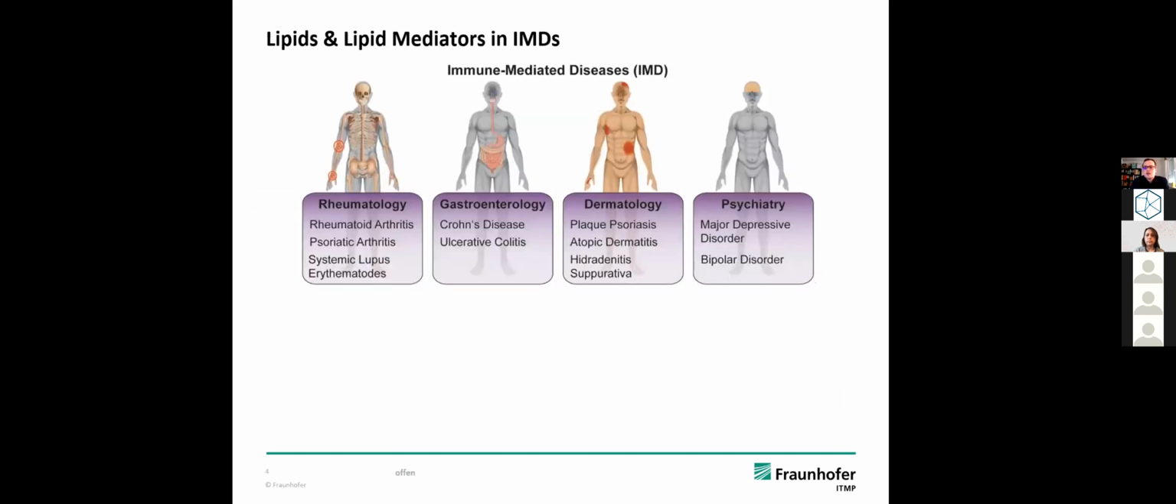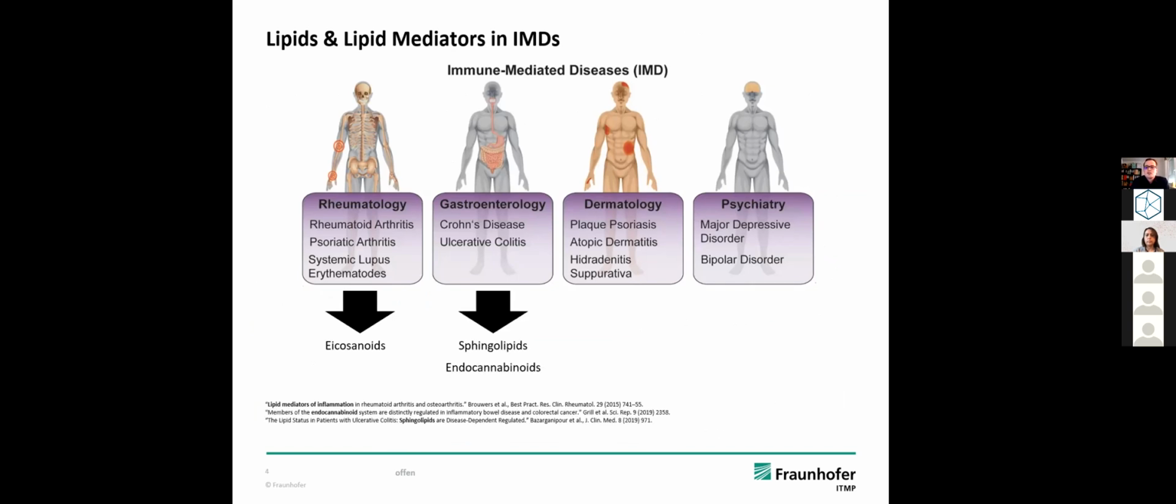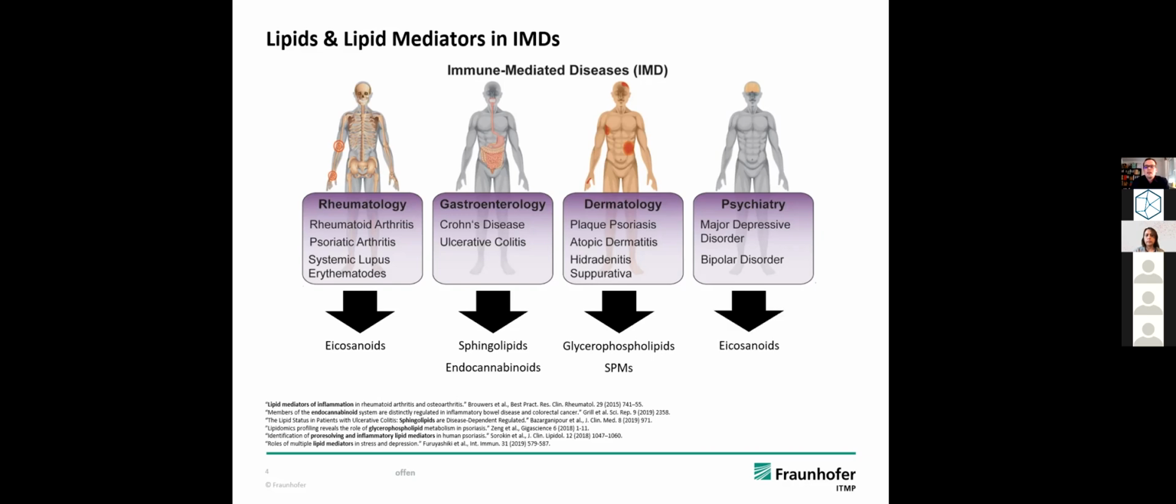The reason for such a complex strategy can be found in the numerous studies applying lipidomics analysis in the field of IMDs. When searching for relevant markers for IMDs, as for example in the field of rheumatology, you find publications linking eicosanoids to this field. For gastroenterology, studies indicate that sphingolipids and endocannabinoids are of high relevance. In case of dermatology, the group of glycerophospholipids and SPMs are discussed as relevant compounds. And in the field of psychiatry, a recent publication indicated eicosanoids as possible markers.